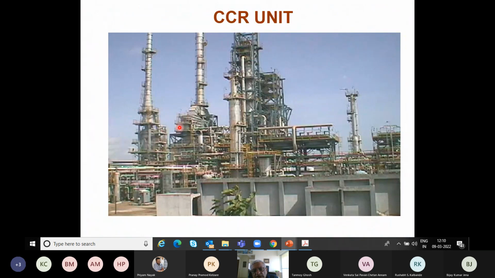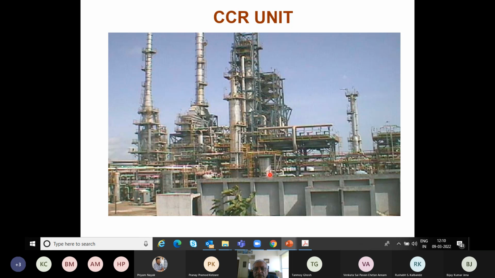This is a typical photograph of a CCR reformer. If you just walk in front of a CCR reformer, you will not actually notice that it is a CCR reformer, particularly the UOP type of CCR reformer, because it appears like a big column and you might mistake it to be a distillation column. So here you can see the CCR reformer. This is a stacked configuration.